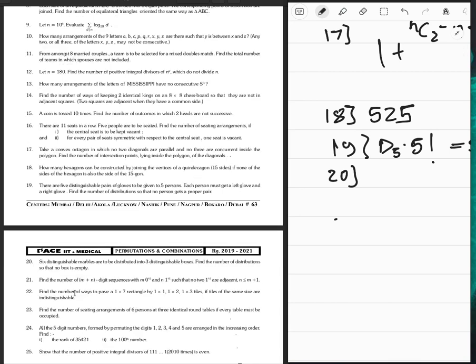6 distinguishable marbles are to be distributed into 3 distinguishable boxes. Find the number of distributions so that no box is empty. No box is empty, okay. If these were indistinguishable marbles, we know how to do it. It's just the stars and bars theorem, right? But now that these are actually distinguishable boxes, this becomes much harder actually.